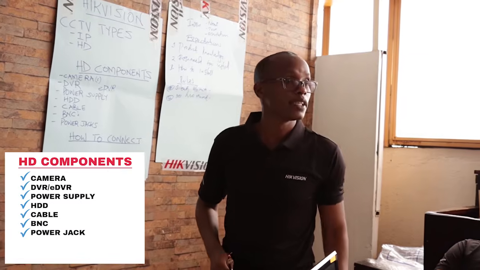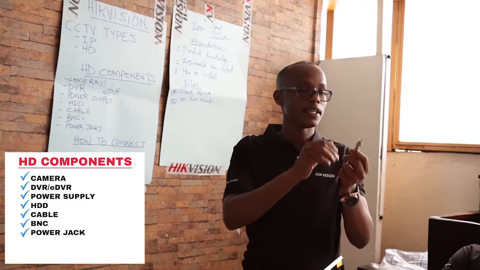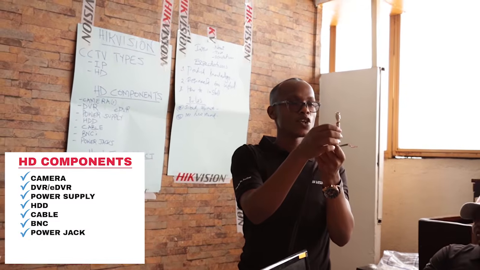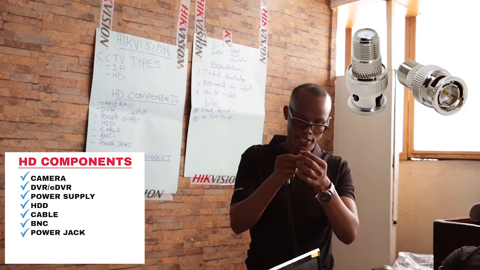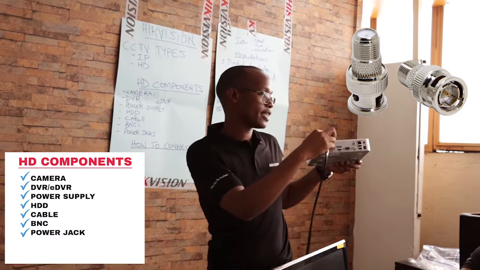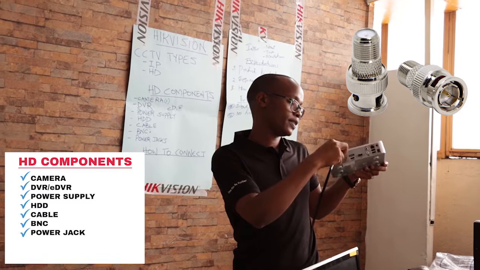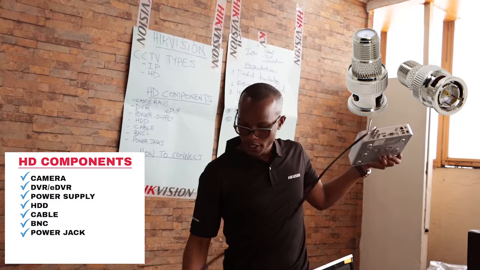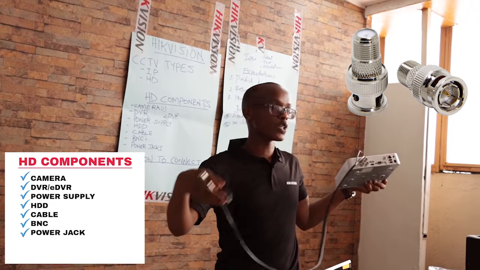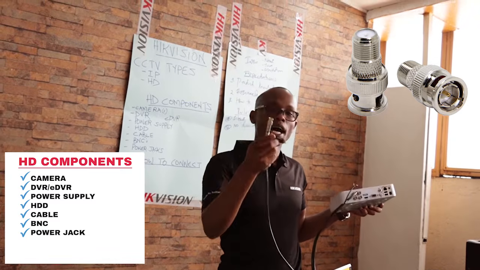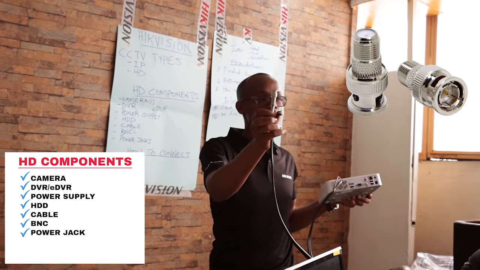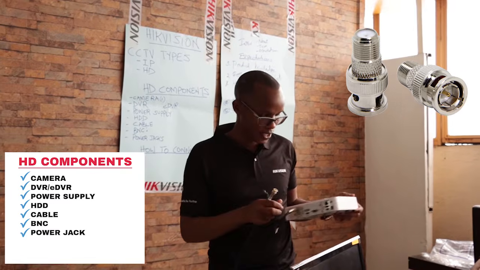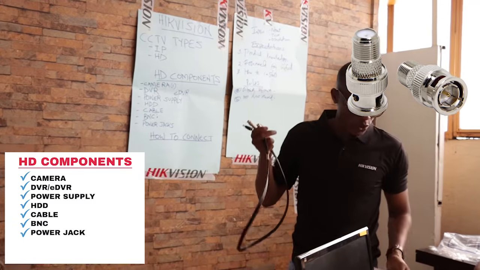The next item is the BNC. The BNC is this connector. This connector connects to the DVR. It goes into the DVR and it is locked, then it goes into the camera. So this is the cable that carries data, but alongside it has the cable that carries power. They are attached together. So that is the PLC we've talked about.